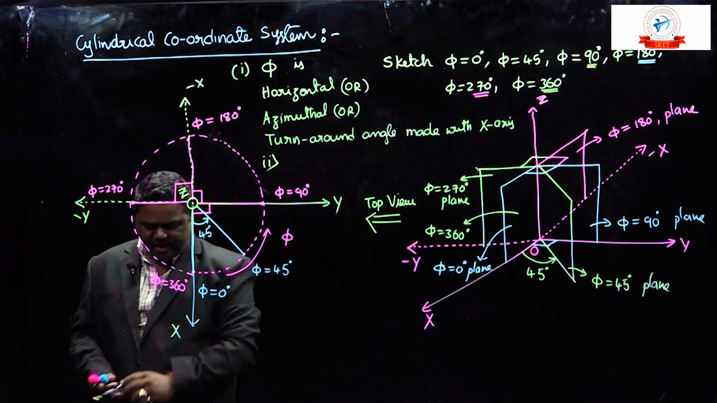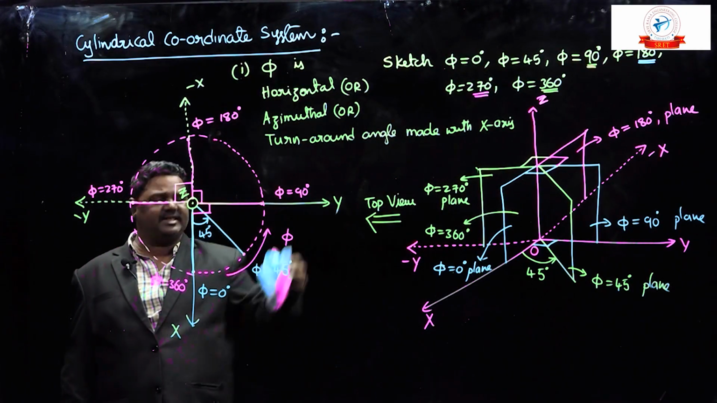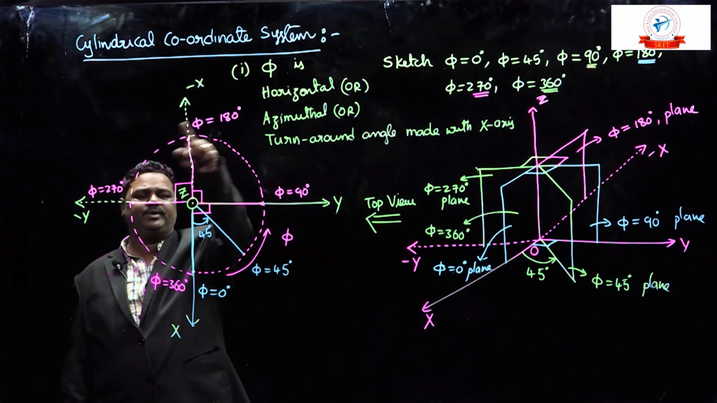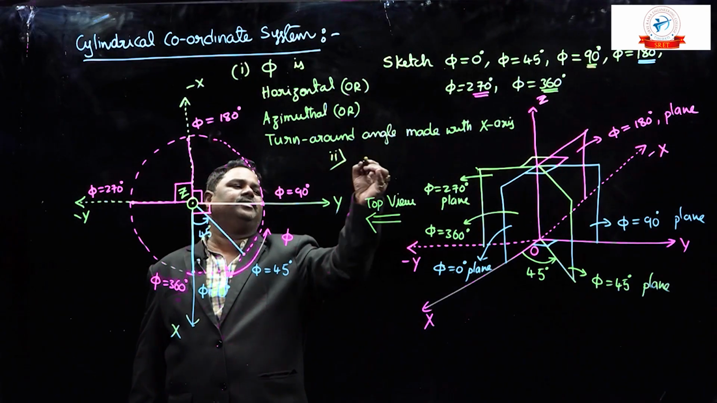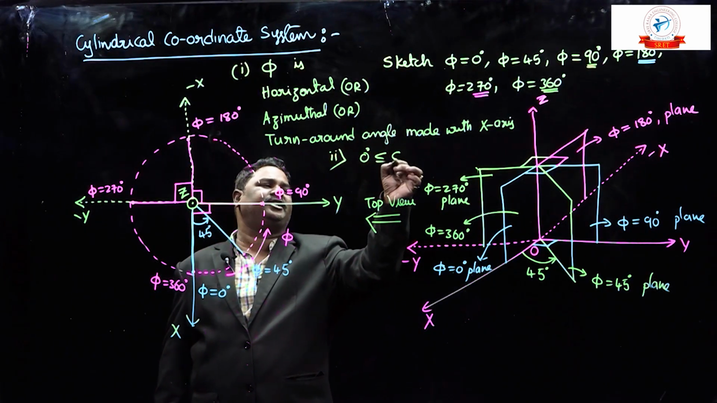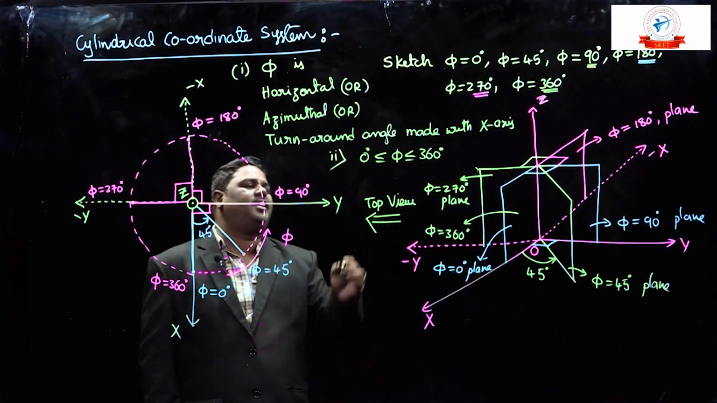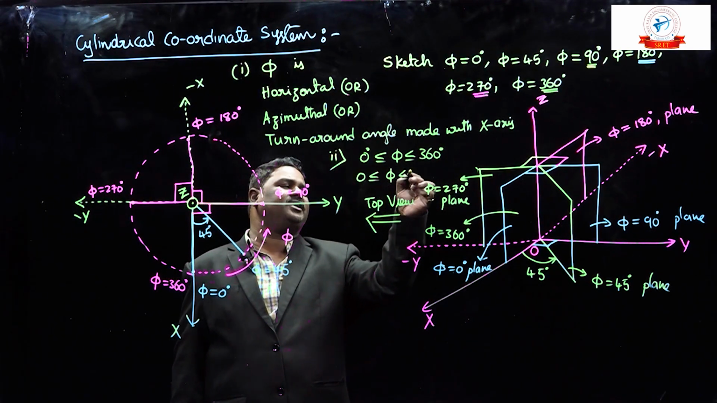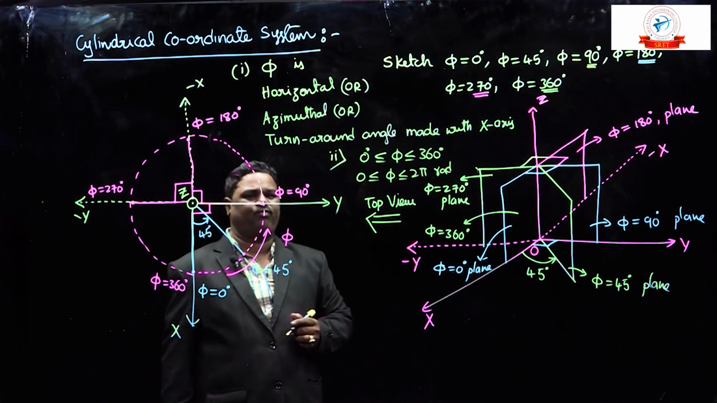Second point, can you tell me what is the range of phi? Phi is an angle here as shown in the diagram. So phi ranges from 0 to 360. Okay. So I am going to write here 0 degrees less than or equal to phi less than or equal to 360 degrees. Or we can say in radians 0 less than or equal to phi less than or equal to 2 pi radians is the range of phi coordinate.